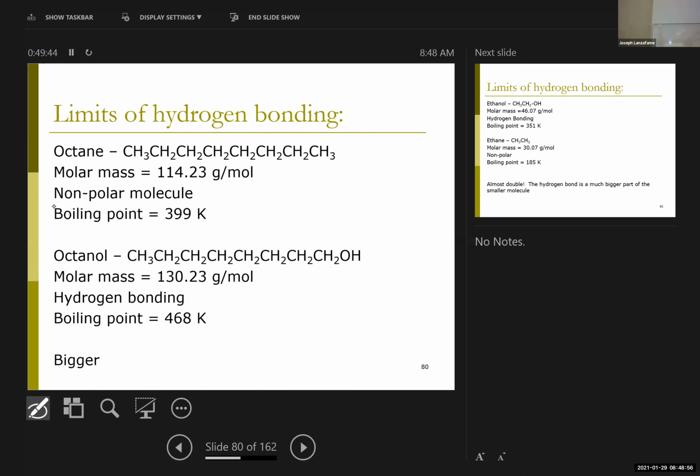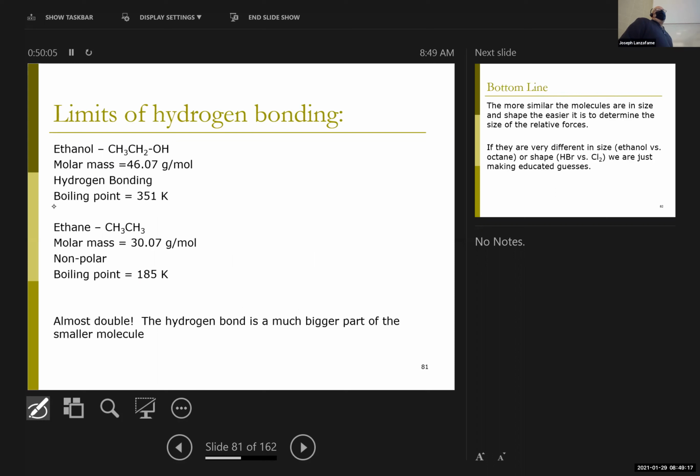but it's a marginal effect. I'm only 15% larger in boiling point because, again, much of that is now due to the van der Waals forces, which are the same for those 2 molecules. Whereas here, the van der Waals forces might be similar, but the hydrogen bond is a much bigger portion of the overall molecule.